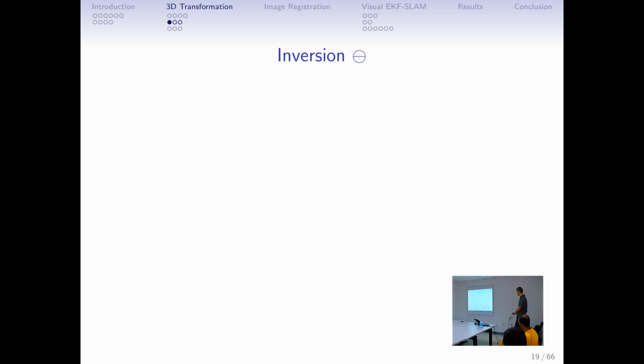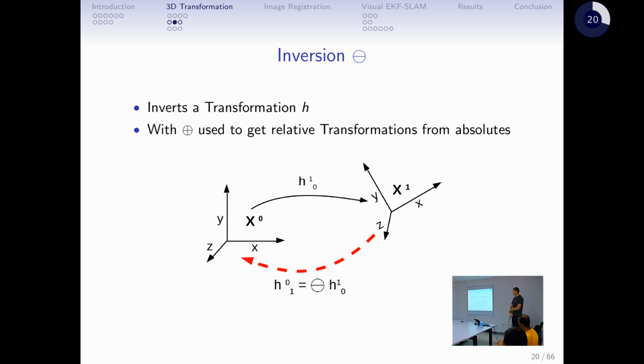The inversion inverts a transformation. So, if we go with this transformation from here to there, we want to know, okay, how can we go from here to here? We have to invert this transformation. This is done by the inversion operator. And with the use of the composition, we can also compute relative motions, or relative transformations, from two absolute poses. But more on this later.